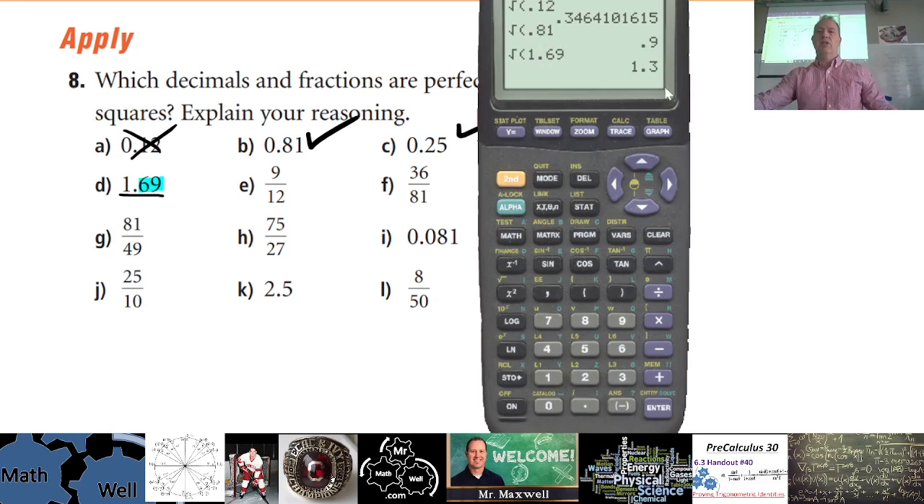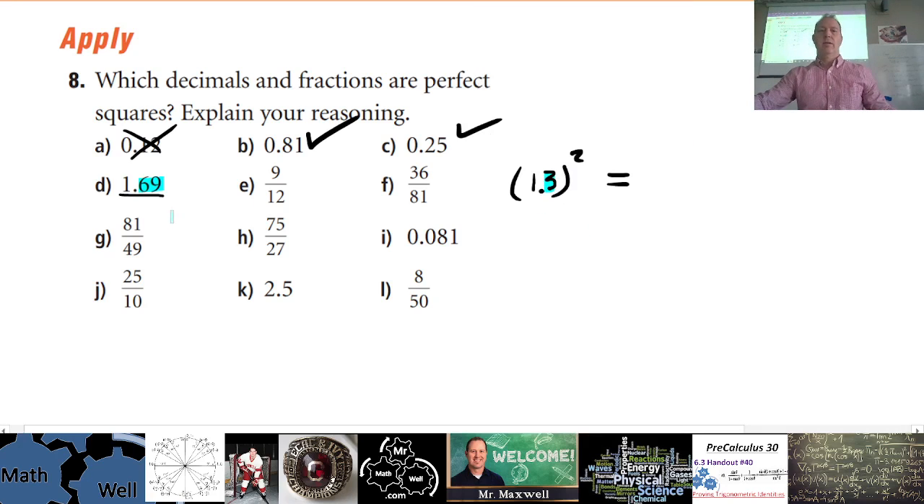1.3, look at that. Terminating decimal, this is definitely a perfect square. Okay? All right, E, what about E? Let's do E together. 9 over 12, perfect square, not perfect square. But what am I gonna say? We should probably try and simplify this fraction first to double check, right?